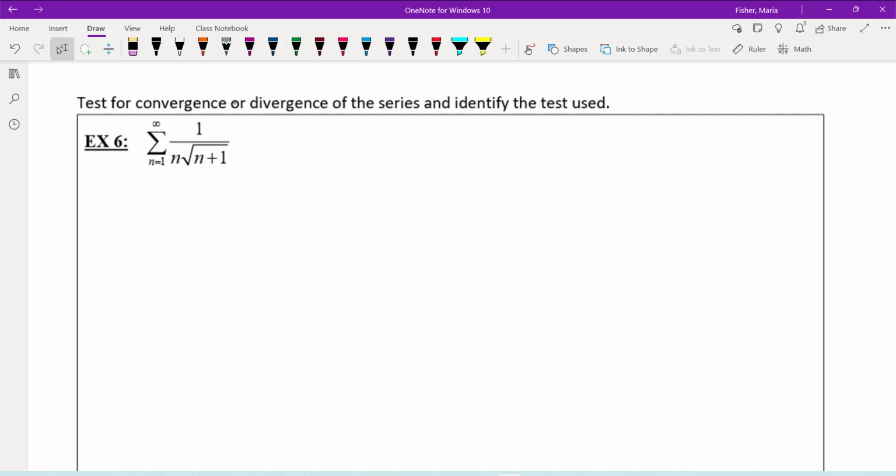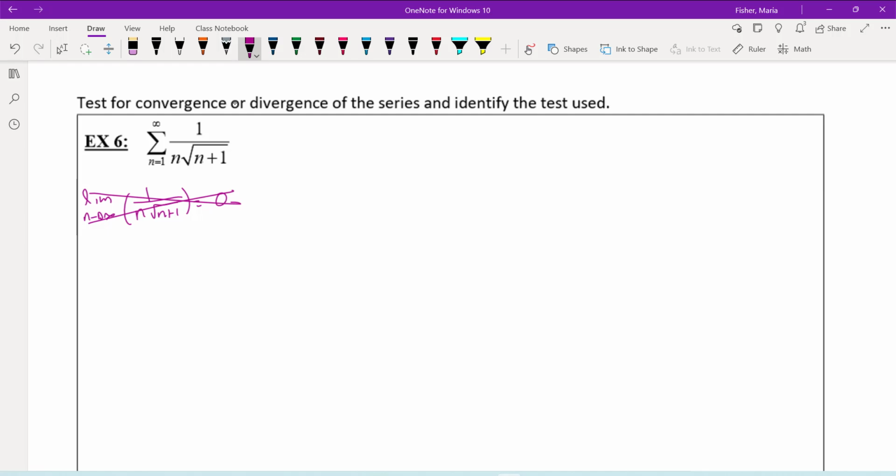What do I do first? I figure out if it's a known series. It is not a known series, so then I have to find a different test to determine if it converges or diverges. Typically I try the nth term test, but the problem is that the limit as n goes to infinity of 1 over n times the square root of n plus 1 is equal to 0, so this test fails. Now the nth term test does fail often, but when it doesn't fail, it allows us to determine if a series diverges very quickly.